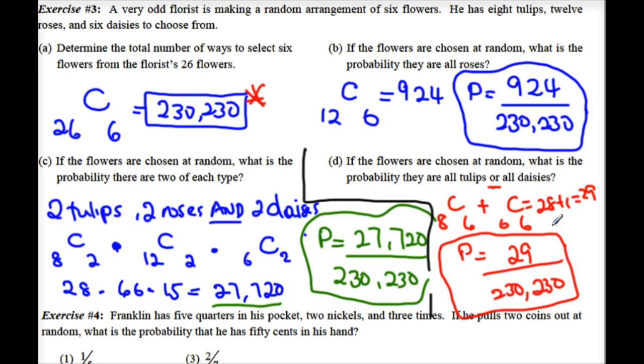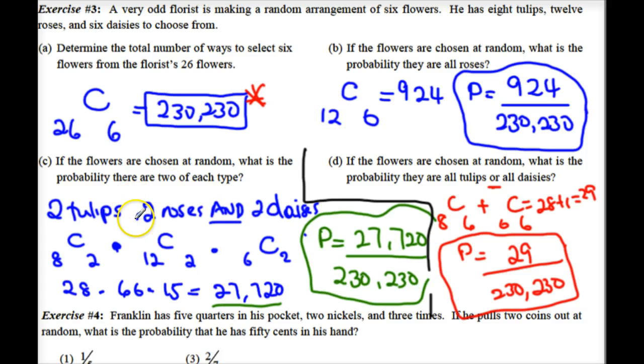So for questions like these, you have to know what's the total possibility of something happening, which is always my denominator, and then we need to look at what was being asked. Like in part B, we were asked what if they were all roses. So we need to know what's the combination, how many different ways can it all be roses.